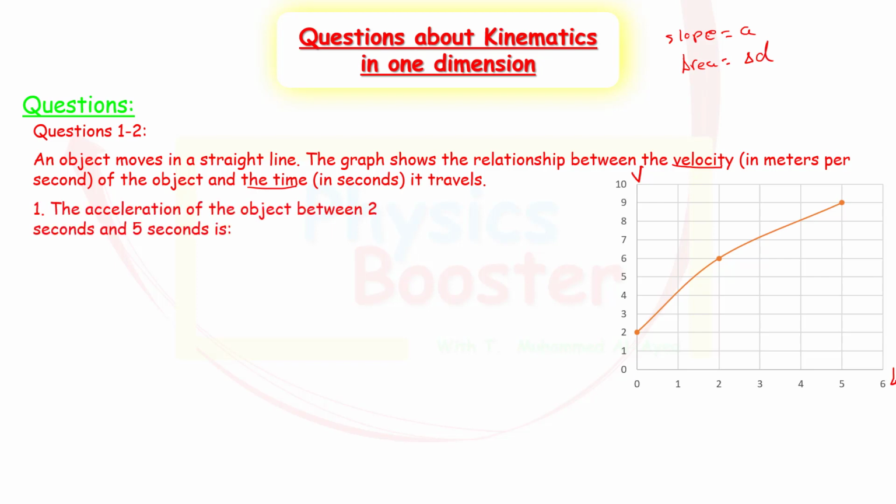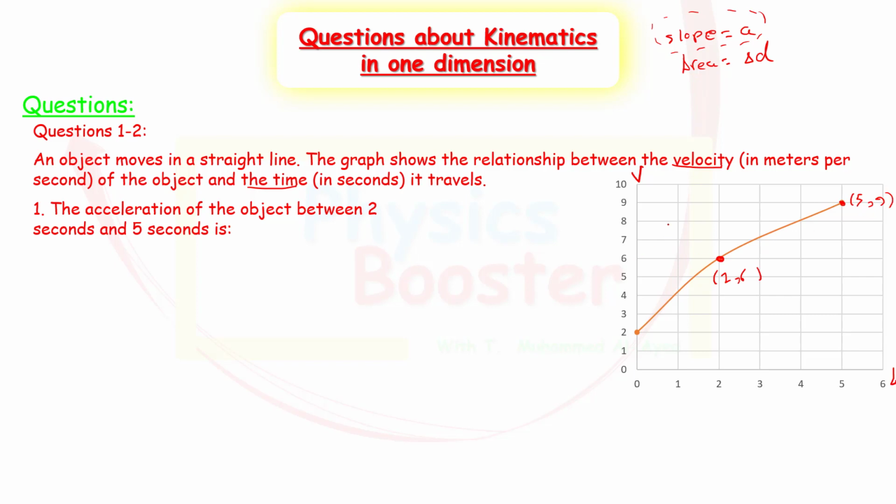It's asking me to find the acceleration of the object between 2 seconds and 5 seconds. Here's the 2-second point and here's the 5-second point. How can I find the acceleration? It's a velocity versus time graph, so I know that the slope will give me the acceleration. So I need to find the slope of this line. Let's take these 2 points and find their coordinates. The x coordinate is 2 and the y coordinate is 6, and here the x coordinate is 5 and the y coordinate is 9.